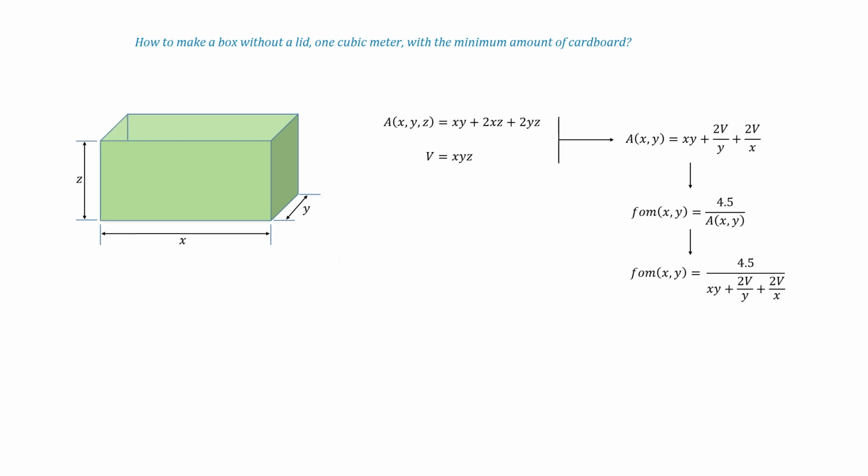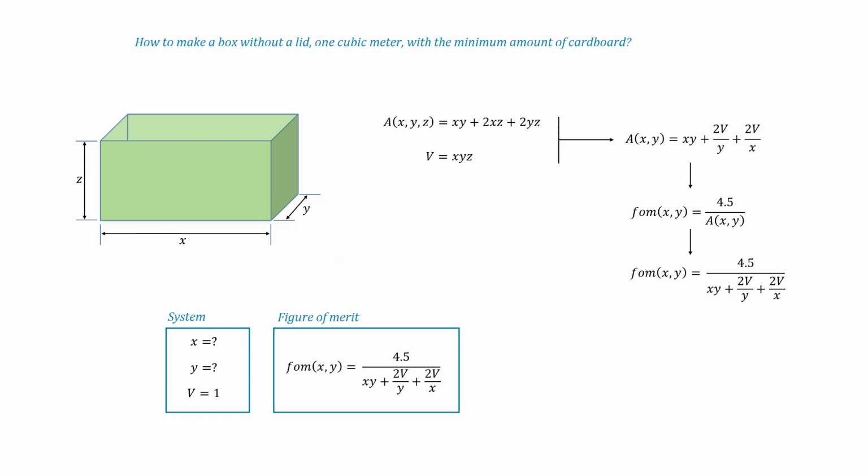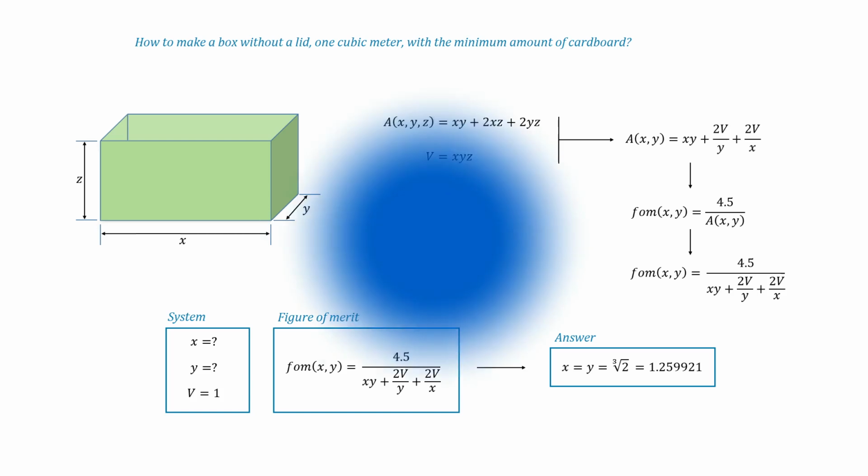Then, from the STS point of view, the system is determined by the parameters X and Y that have to be determined, and the volume, that is equal to 1. And the figure of merit by the formula obtained above. This problem is easy to solve numerically, and the answer is that X must be equal to Y and equal to the cube root of 2. Let's see how to do it with System Tuner Studio.